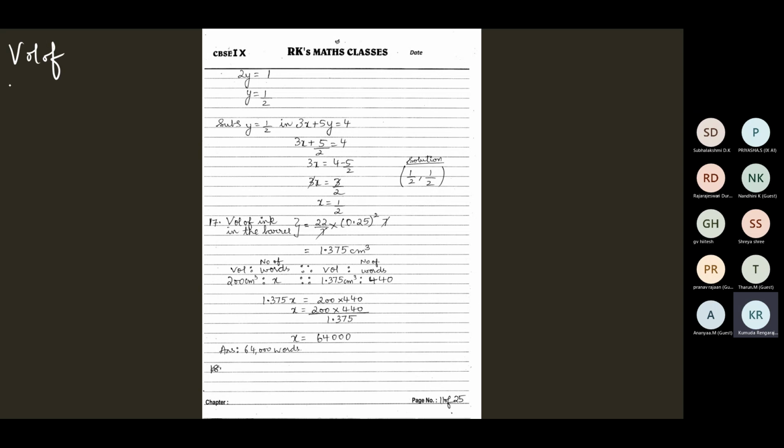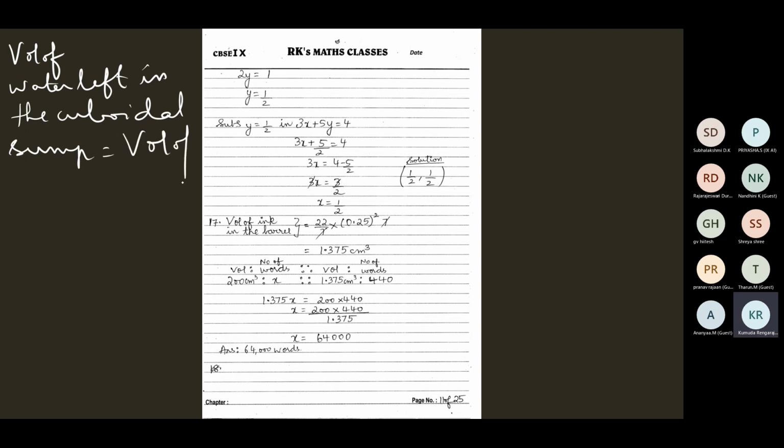Volume of water left in the cuboidal sump is equal to the volume of the cuboidal sump minus the volume of the cylindrical tank.